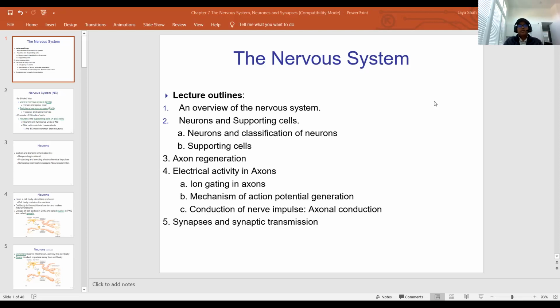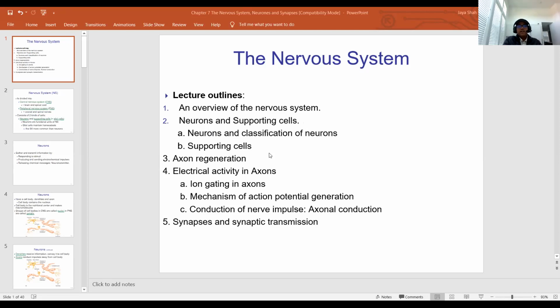Today we will talk about the nervous system, the nervous tissue, and the characteristics of the nervous tissue. So the lecture outline for today: we'll go over an overview of the nervous system, and in it we will talk about the neurons and the supporting cells. As you know, the nervous system has neurons, which generate and transmit electrical impulses, and nervous tissue also has supporting cells that support the neurons. In this subsection, we're going to talk about neurons and the classification of neurons based on their structure and function. Then we will talk about different kinds of supporting cells and their function in the brain and spinal cord.